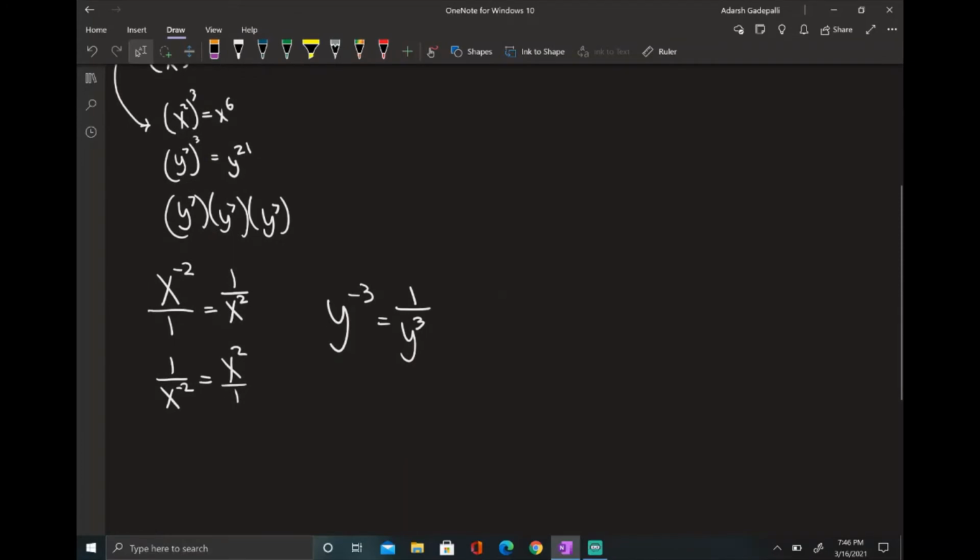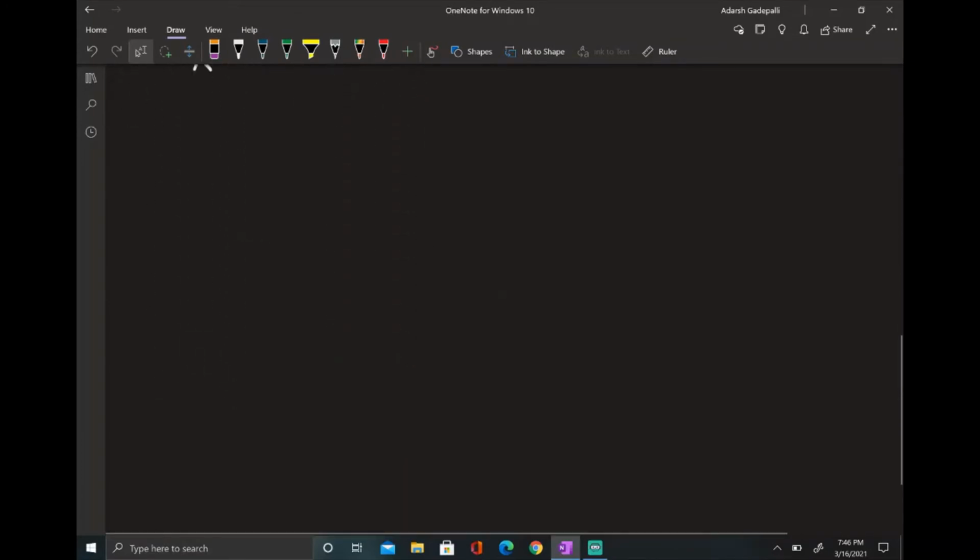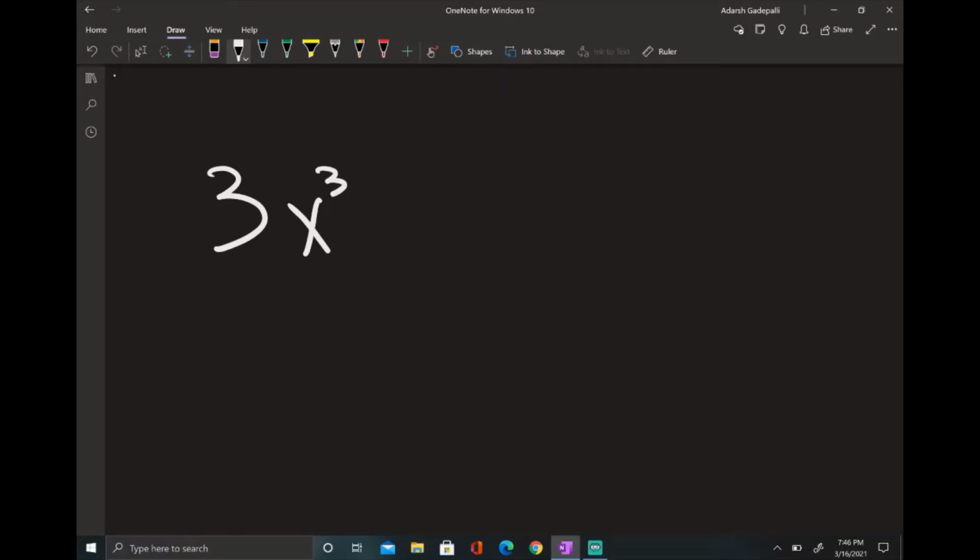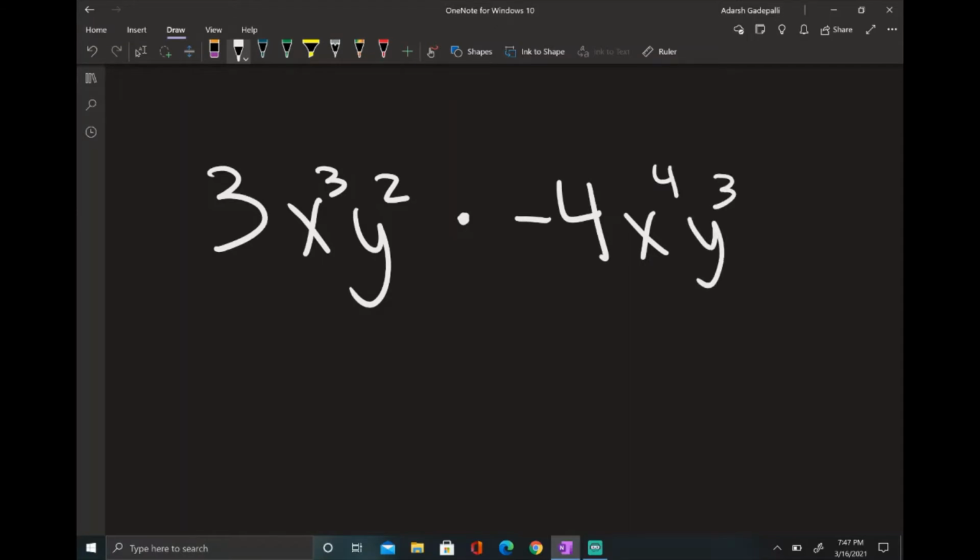I'm going to go over some of the long monomial ones so you can get used to executing them. Let's say I gave you 3x cubed y squared times negative 4 times x to the fourth y cubed. When you see this kind of problem, the first thing you want to do is match the like terms. So in this case, 3 matches with negative 4.